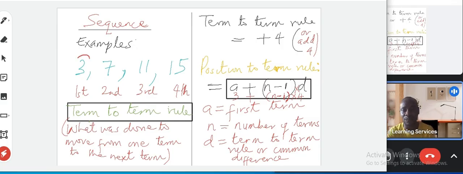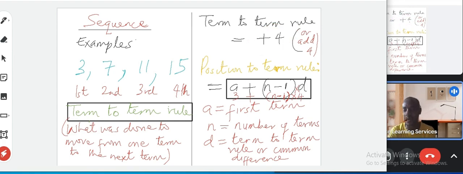Like from the first term to the second term, you added 4. Is it not? From the second term to the third term, you added 4. From the third term to the fourth term, you added 4. In all cases, it's always plus 4, plus 4, plus 4. So it has a common difference.